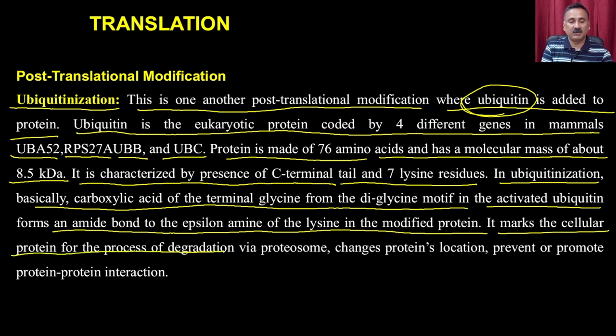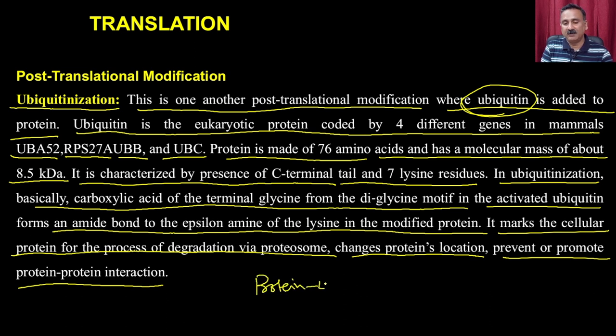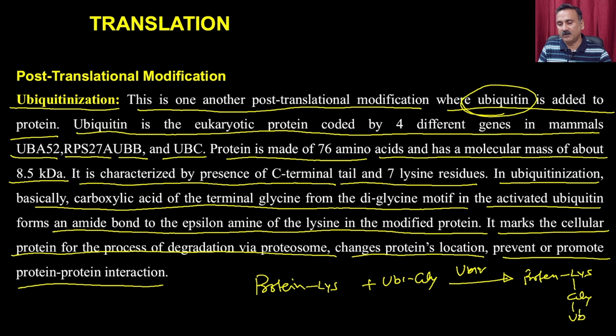It marks the cellular protein for degradation via the proteasome, changes the protein localization, and prevents or promotes protein-protein interactions. In the protein, you have different types of lysines. When you are adding the ubiquitin, ubiquitin has a glycine on the C terminal. When you do the ubiquitination reaction, the protein has a lysine and it is going to be attached by the glycine, and the ubiquitin is attached. So, this ubiquitin is attached with the help of the terminal glycine present on the ubiquitin, by binding to the lysine. That is how this protein is tagged for cellular degradation.